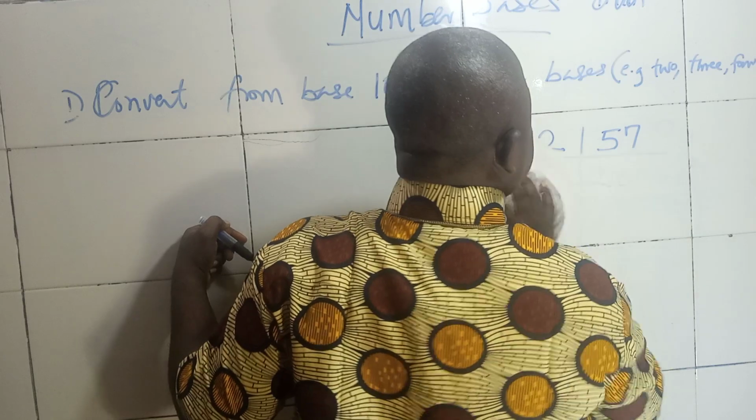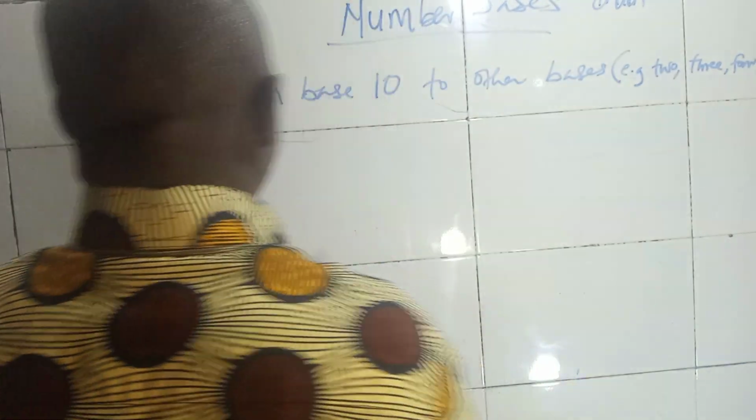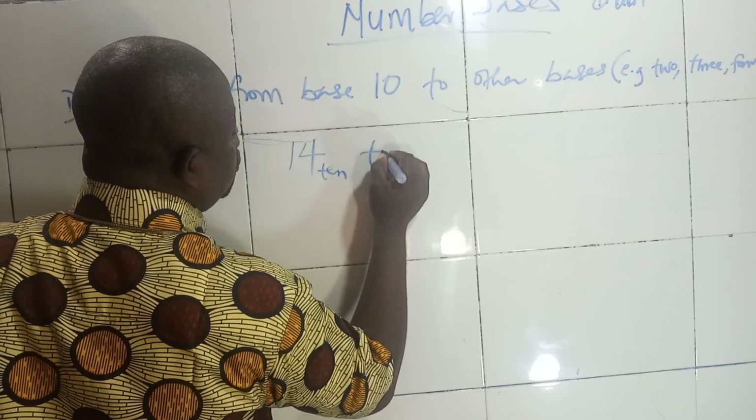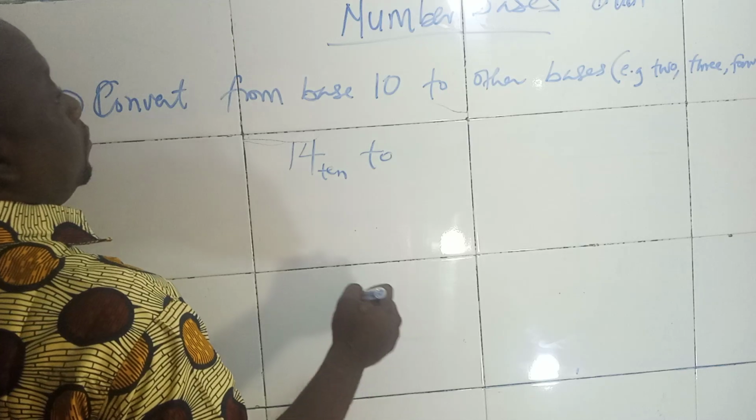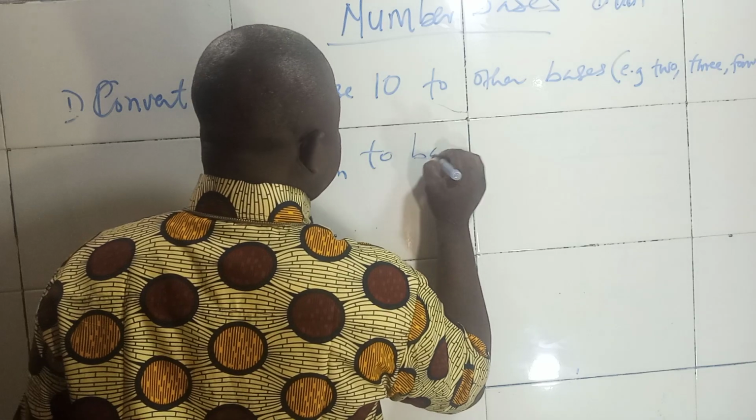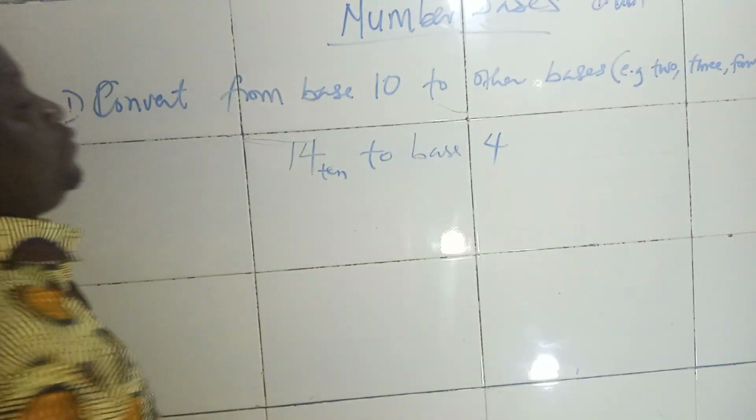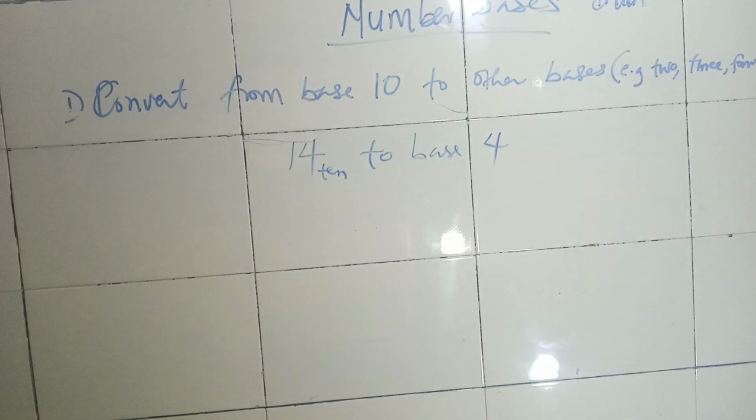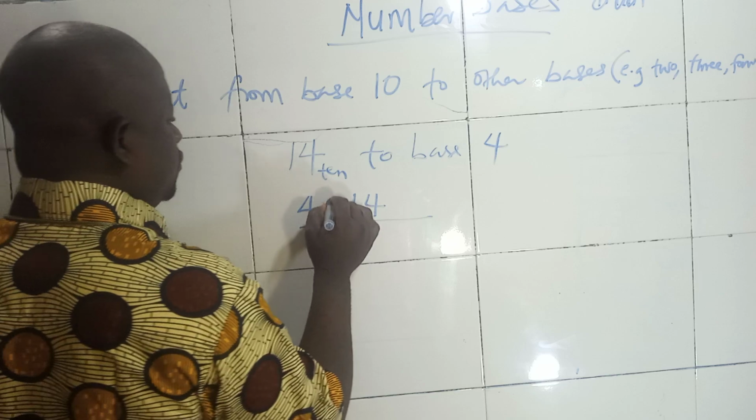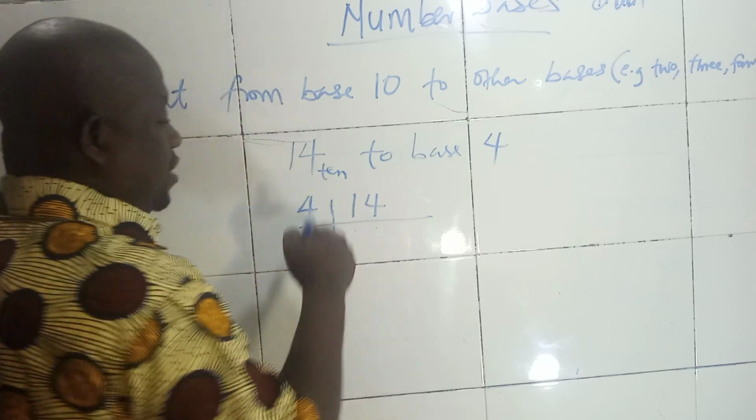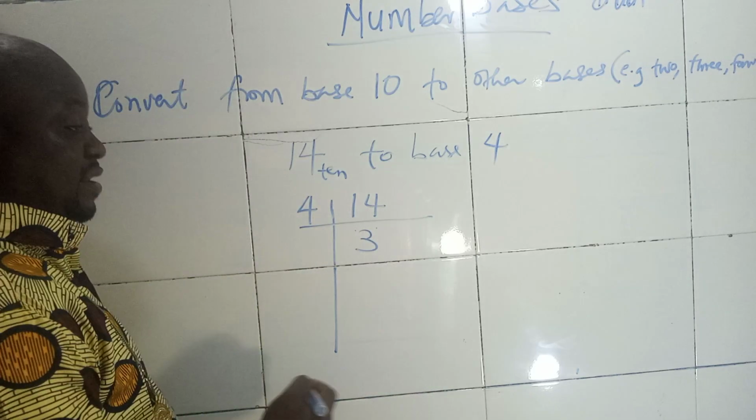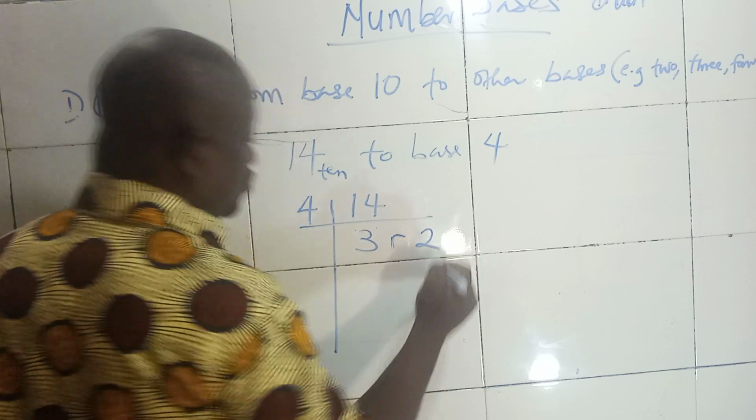Convert 14 base 10 to, let's say, base 4. So let's go. First thing, you put your 14 here. This is your 4. So 4 goes in 14. How many 4 can you see in 14? 1, 2, that is what? 3. Remainder what? Remainder 2.